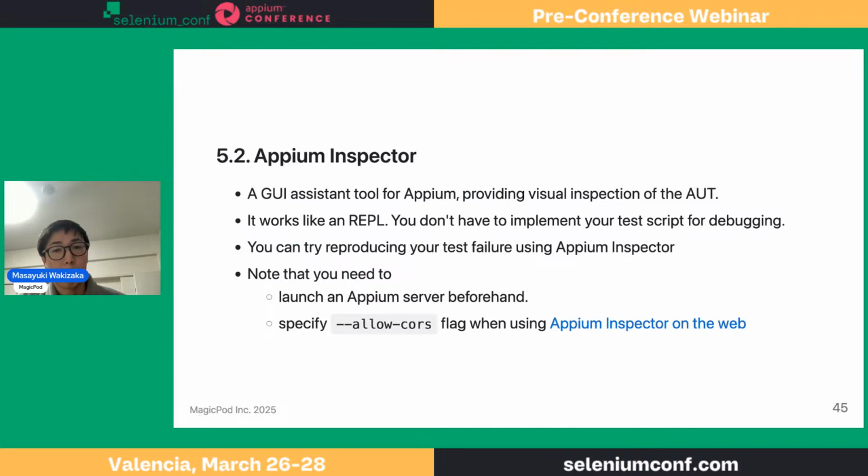And next, Appium Inspector. Appium Inspector is a tool that assists with visual inspection of your AUT. You can view the AUT screenshot along with the page source. Additionally, it allows you to interact with your AUT directly. Appium Inspector is available both as a desktop application and a web-based tool. Please note that firstly, you need to launch an Appium server before starting an Appium session with the Appium Inspector. Secondly, if you're using Appium Inspector on the web, you need to specify the --allow-cors flag when you're starting an Appium server.